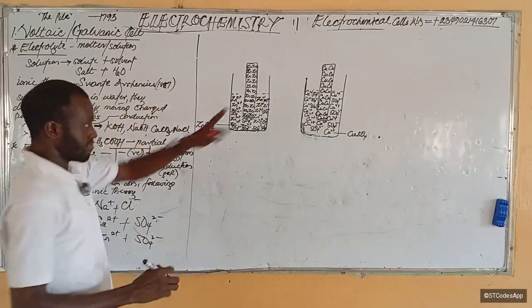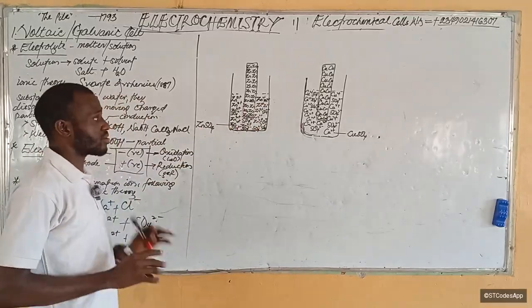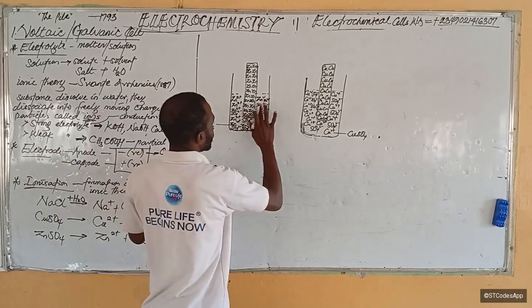All right, let's go. So we have an equal amount of Cu2+ and SO4 2- in both right now.